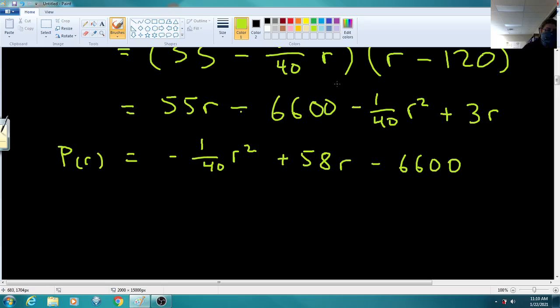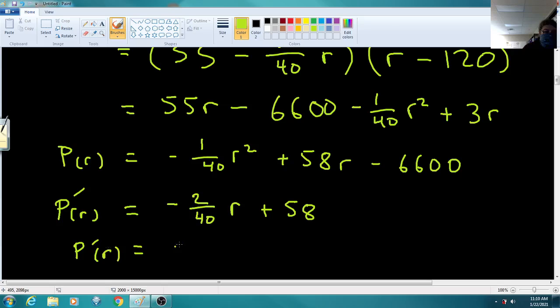Okay, so now I need to take the derivative because I found my interval, so the next step is to find the critical number or critical points. 2 comes down, 2/40ths, so we get negative 2/40ths times r plus 58. The 6600 goes away, so p prime of r is negative 1/20th r plus 58.